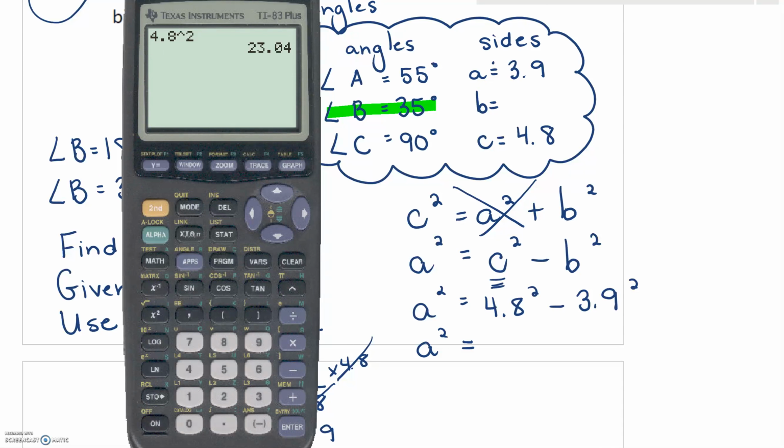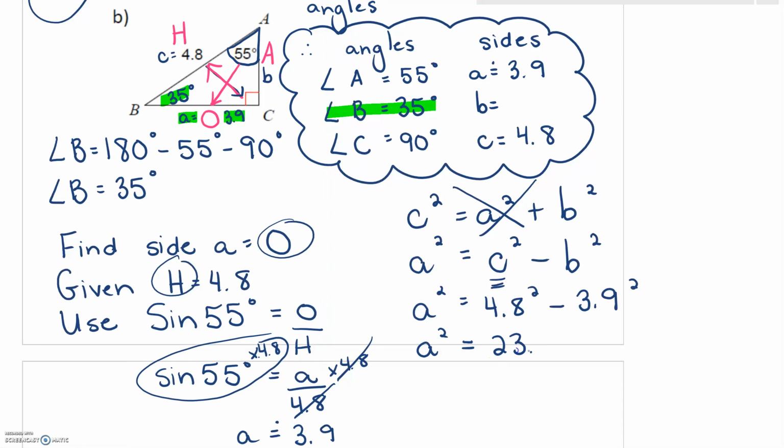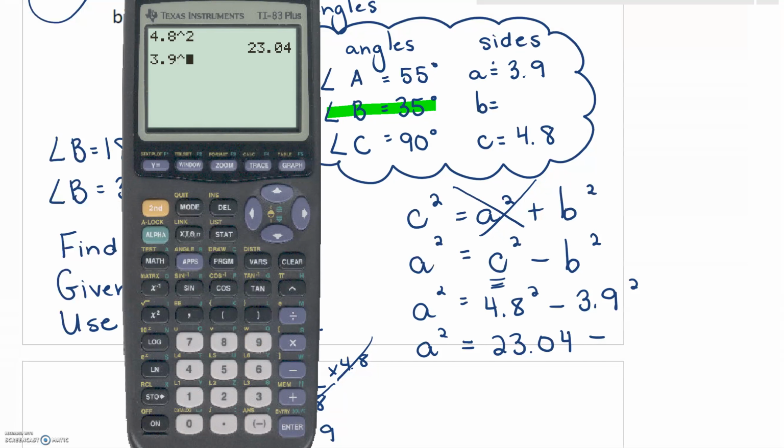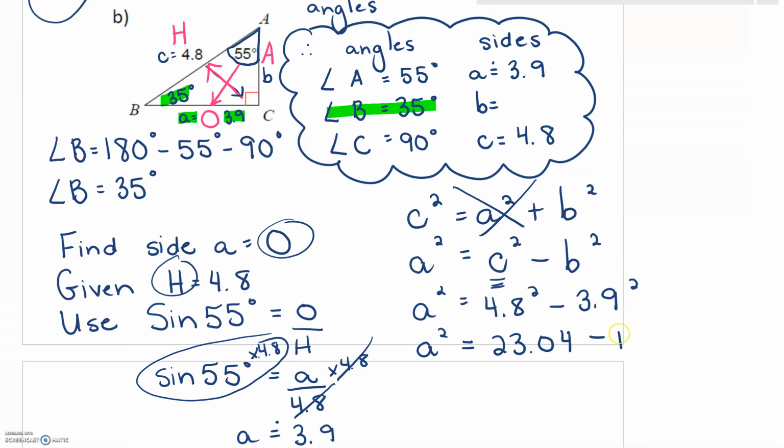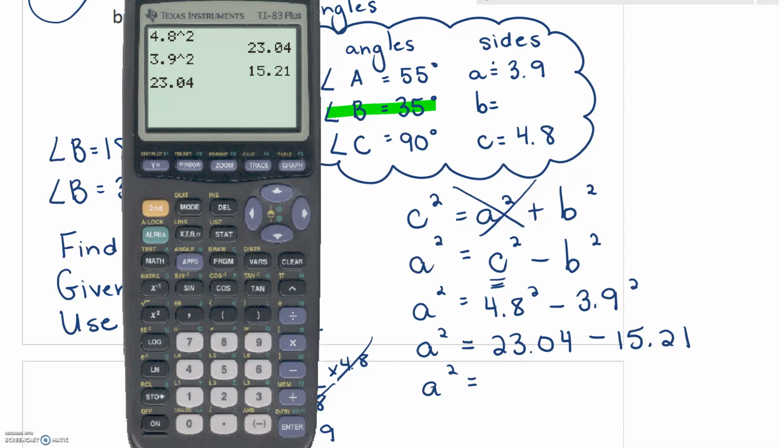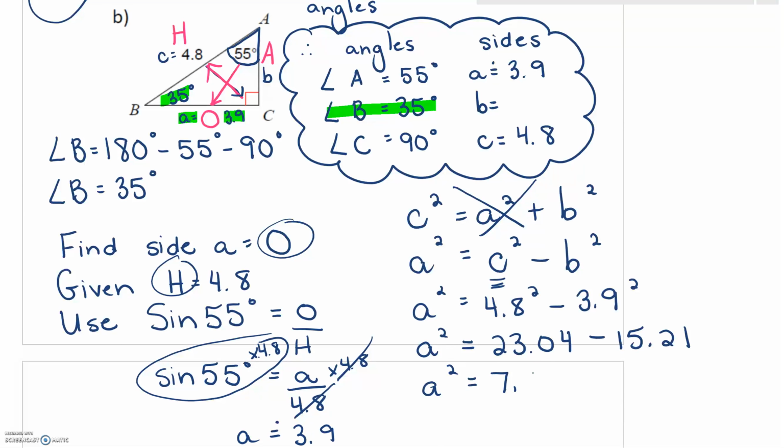4.8 squared is equal to 23.04. We're going to subtract 3.9 squared, which is 15.21. Again, if you want to use SOHCAHTOA, you can go ahead and do that, but I think it's always nice to practice other skills. So 7.83, which seems still pretty high since the hypotenuse is supposed to be the longest side, which means we need to do the square root of both sides to cancel out the squared.